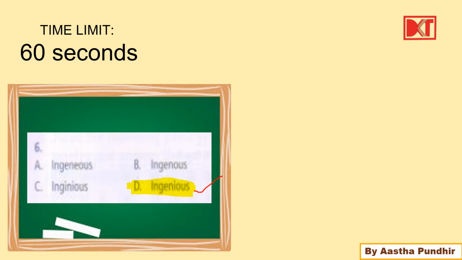The other words, Geneous, which is incorrect. One Nous, this is also incorrect. Here Cini is also incorrect. Okay.